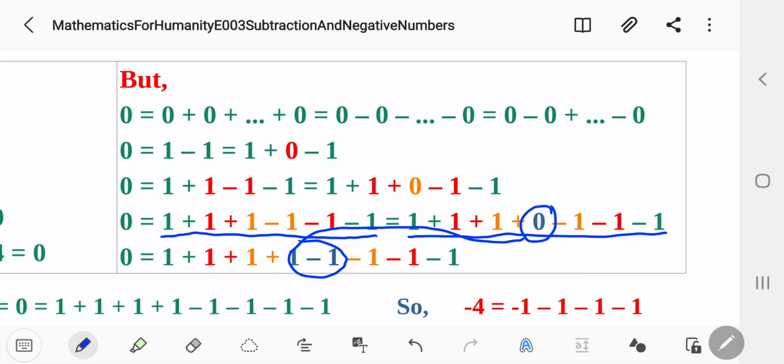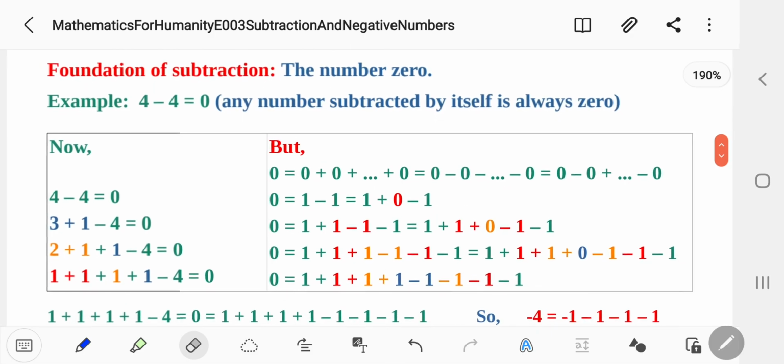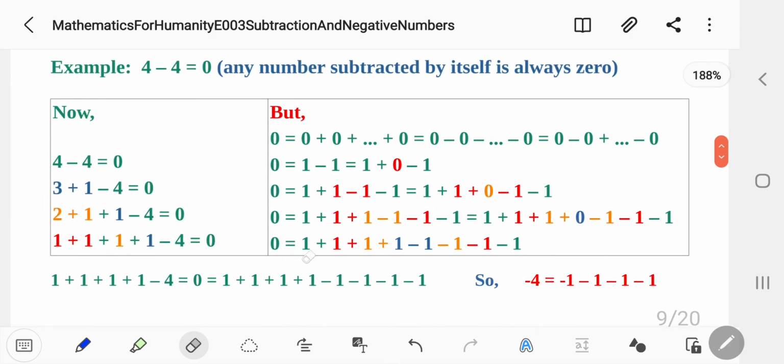so that finally, you will have this. Finally, you have 0 for this. This is just for this particular example. So you have 0 equals 1 plus 1 plus 1 plus 1 minus 1 minus 1 minus 1 minus 1.